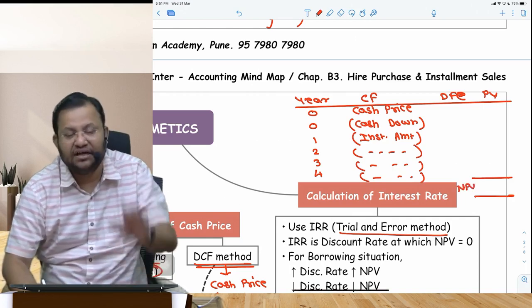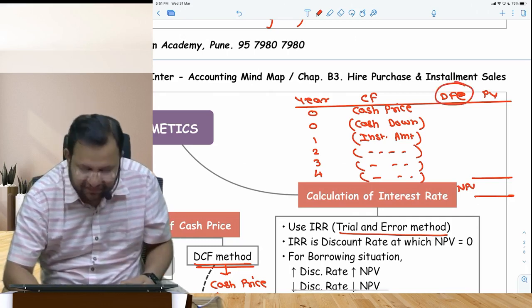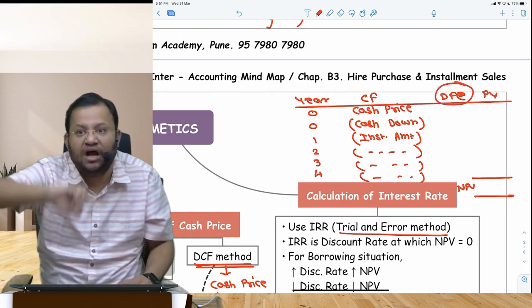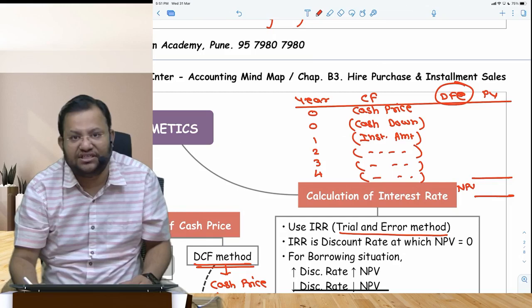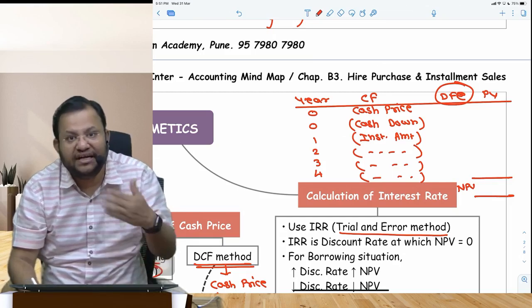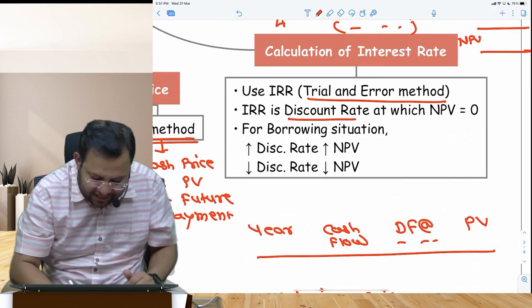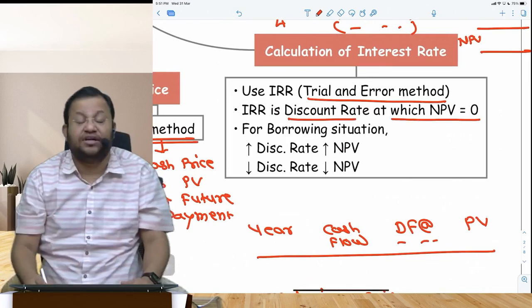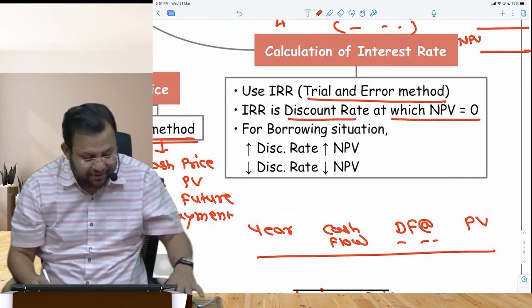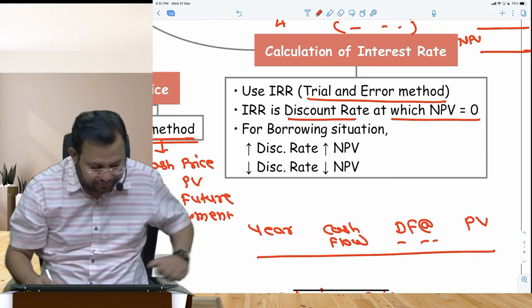वो पॉजिटिव रह सकता है, नेगेटिव रह सकता है। ट्राई टू गेट वन डिस्काउंटिंग फैक्टर एट विच इट इज पॉजिटिव, अनदर डिस्काउंटिंग फैक्टर एट विच इट इज नेगेटिव, एंड देन डू द इंटरपोलेशन। सो व्हेन यू डू इंटरपोलेशन, इट इज अ डिस्काउंट रेट एट विच IRR is a discount rate at which NPV is equal to 0.